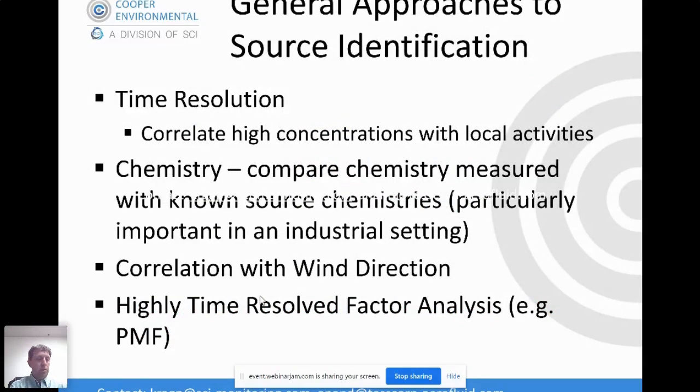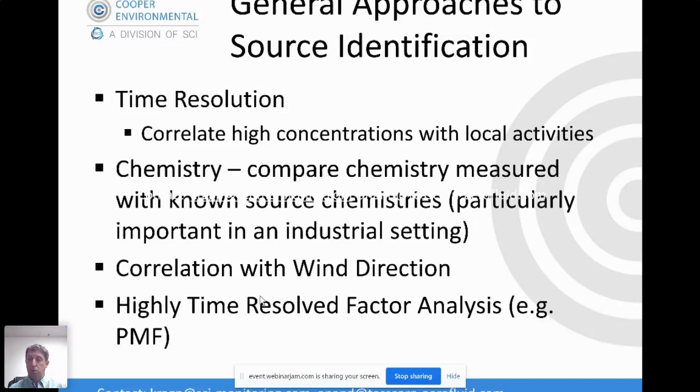So for the next several slides, I'll be discussing in a little bit more detail source identification and source apportionment. There are a number of different approaches that are utilized in terms of source identification. We use the time resolution of the instrument. You can correlate high concentrations that are being reported by the instrument with local activities. We utilize chemistry. The instrument is measuring a lot of different elements, and so you're able to compare the chemistry that is being measured by the Xact with known source chemistries.